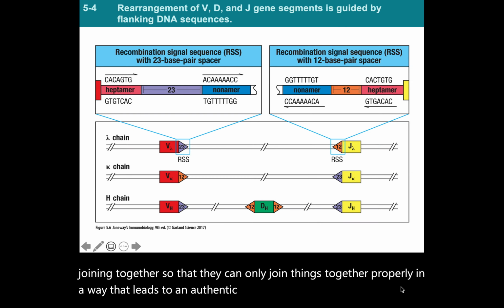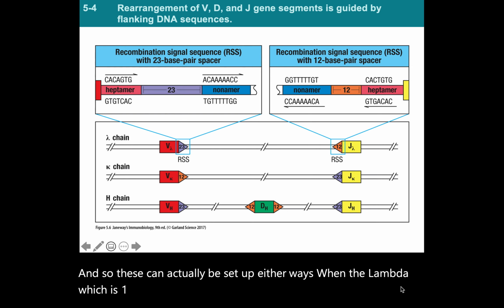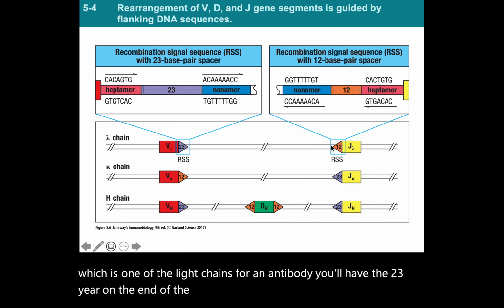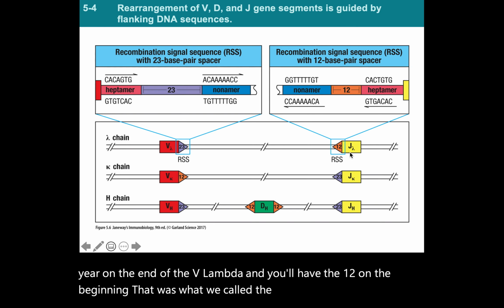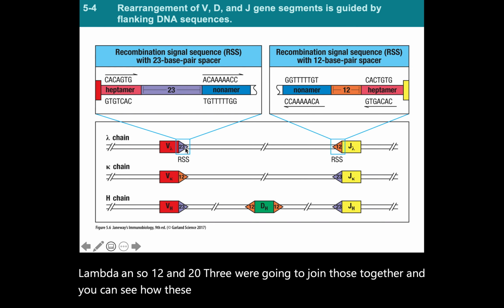And so these can actually be set up either way. In the lambda, which is one of the light chains for an antibody, you'll have the 23 on the end of the V lambda, and you'll have the 12 on the beginning, which is what we call the 5' end of the J lambda. And so 12 and 23, we're going to join those together. And you can see how these are structured. They've just written the 23 in there, but when you see the 23, that's the spacer.